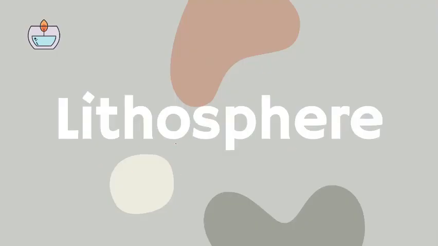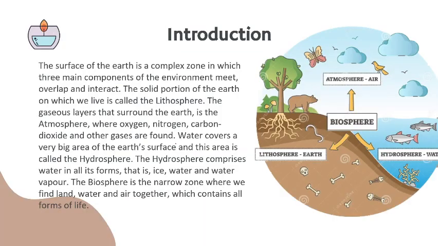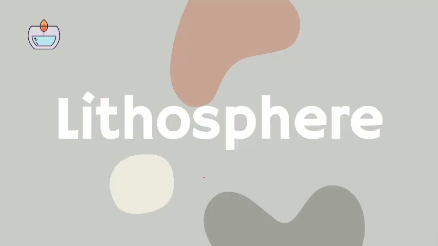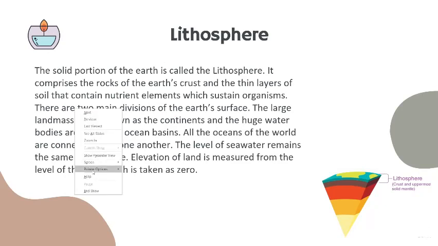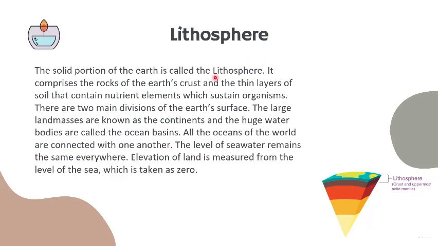Lithosphere. As we know in the introduction, lithosphere is the solid portion of the earth. Here also it is written lithosphere equals earth. Solid portion of the earth is called the lithosphere. It comprises the rocks of earth's crust and the thin layers of soil that contain nutrient elements which sustain organisms.